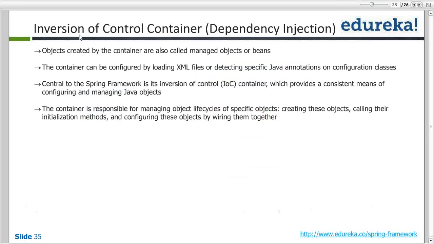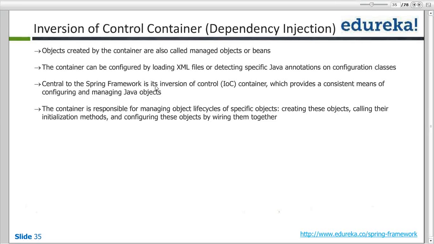So dependency injection is also called the inversion of control container. The objects created by containers are also called managed objects or beans. We'll see how to create a bean. The container can be configured by loading XML files or detecting specific Java annotations on configuration classes. We'll be using XMLs, and I'll show you how to use XML to configure a bean and how to inject that bean into your project.